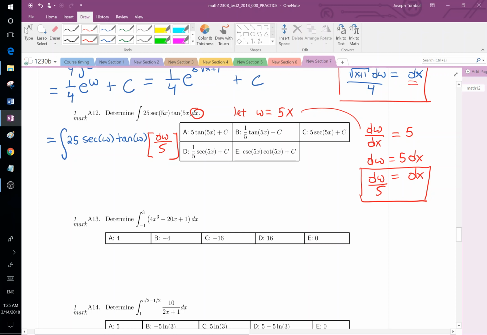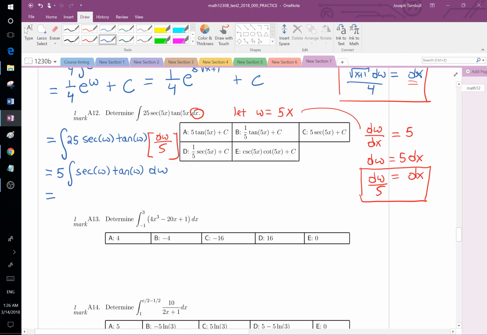Okay, there's no x stuff to cancel out. All the x stuff was done with when we substituted in w for 5x. No x stuff lingering around. We can clean this up a little bit. 25 over 5 is 5. I'm going to put that 5 out front of the integral. We have secant of w, tan of w, dw. So, successful substitution, we've simplified the function.